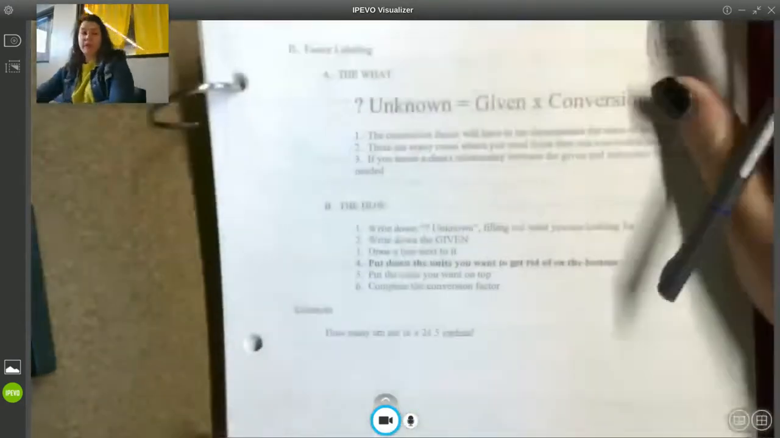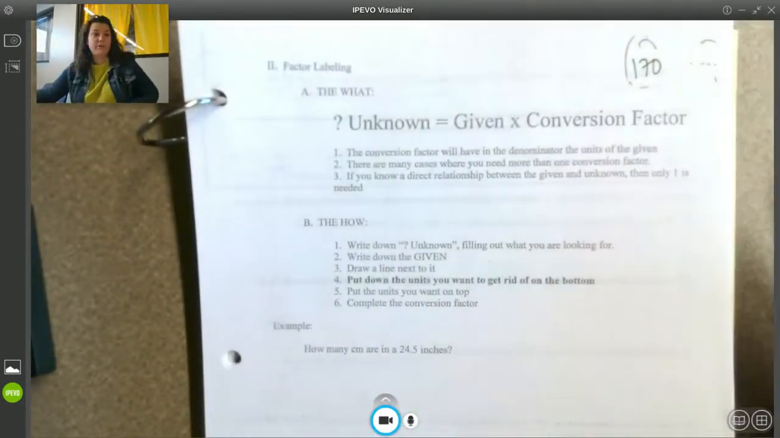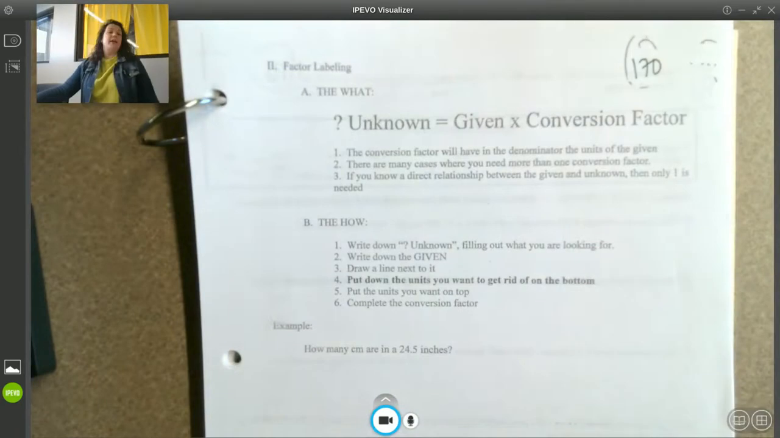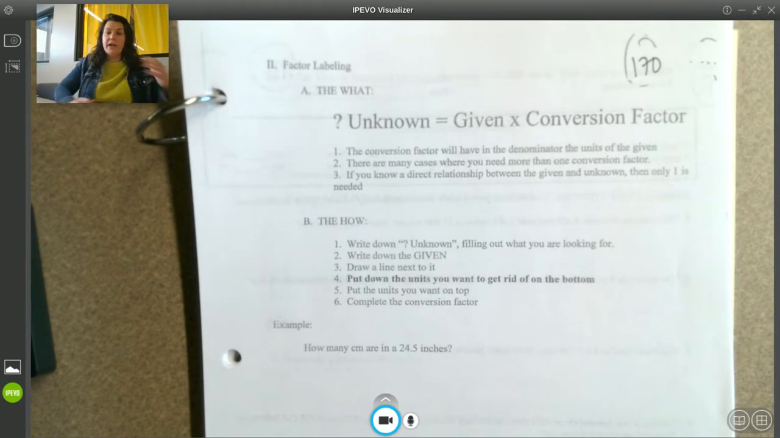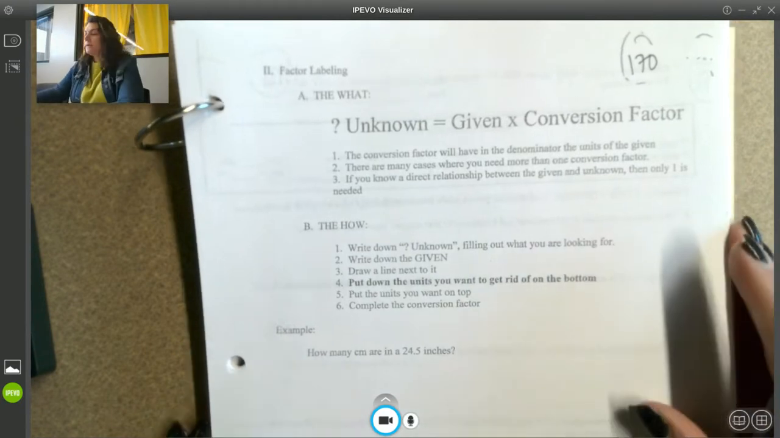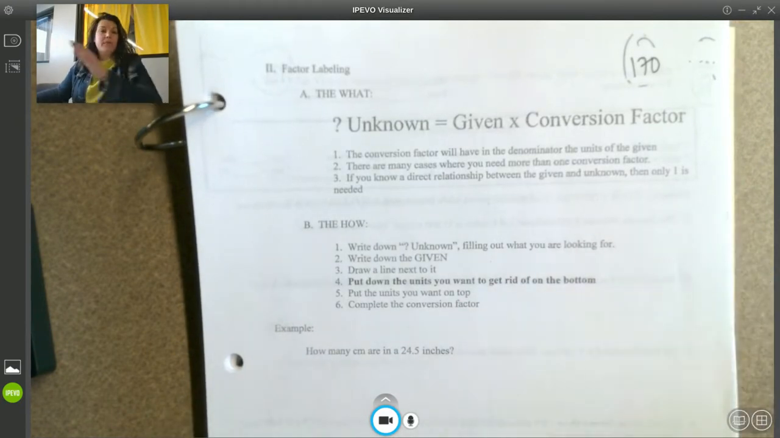Okay, so now how do we use this when we convert? We're going to do this thing called factor labeling. You're going to get sick and tired of hearing me say, question mark, what are we looking for, equals given, okay? And this is what this means. So when we set up converting from one unit to another, there is a process that I want you to follow every single time, okay?